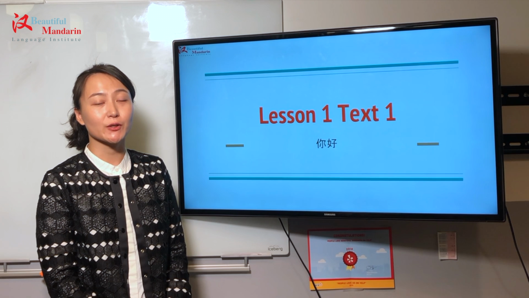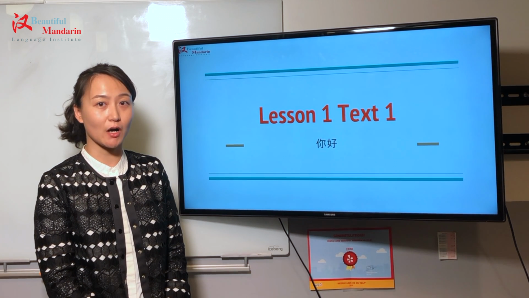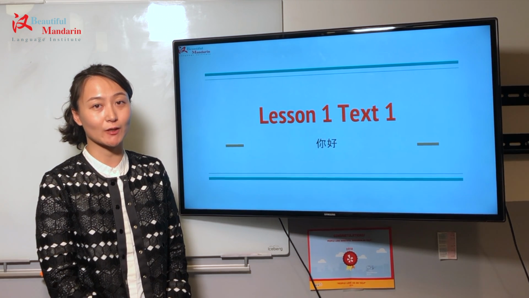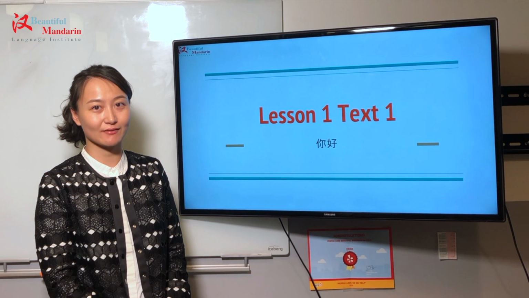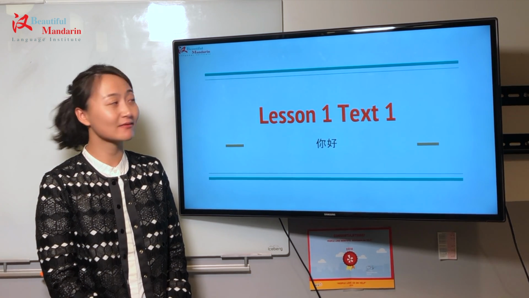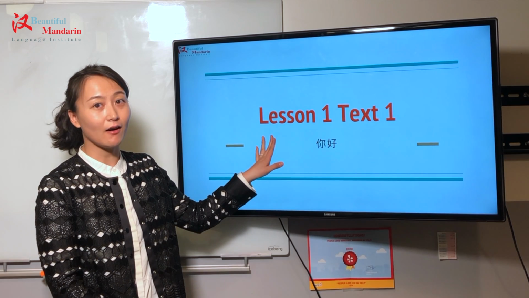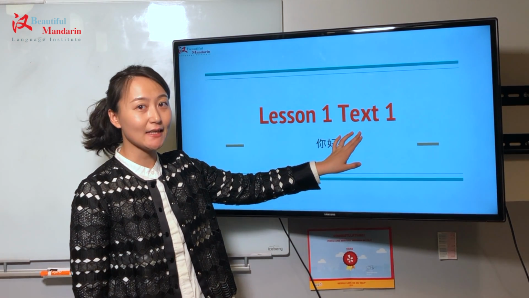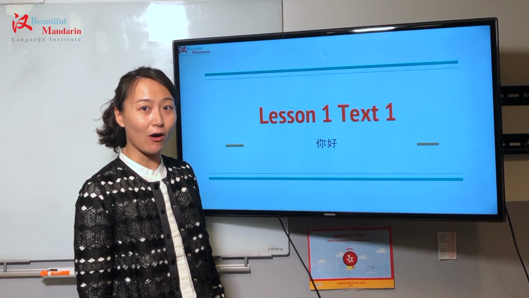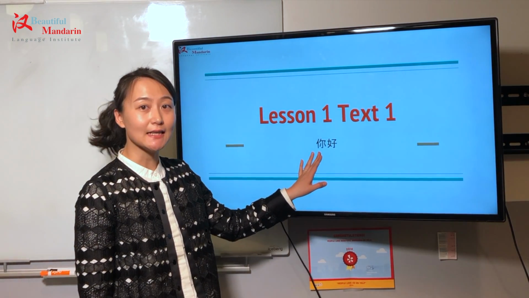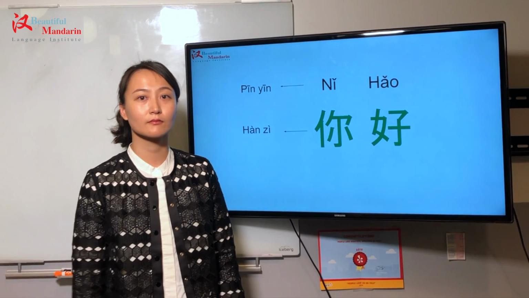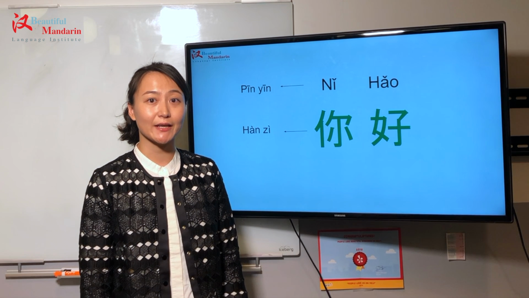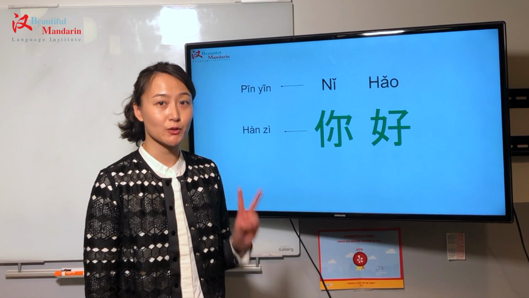And today we're going to start from the most common, most basic Mandarin words and Mandarin conversation. Let's get started. 第一课，课文一，你好，你好。In the Mandarin language system, we have two parts.